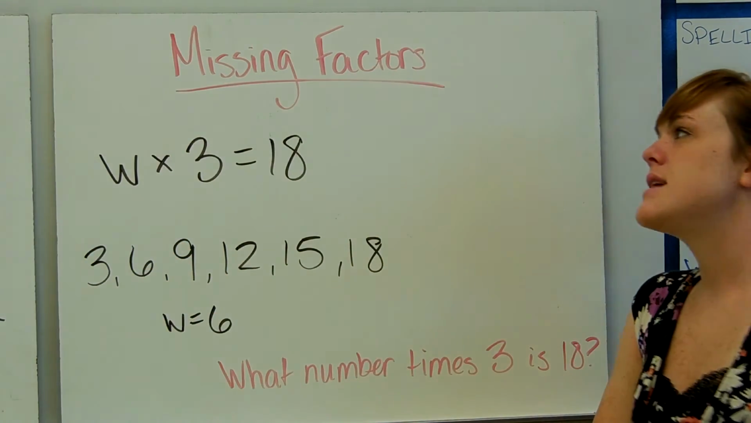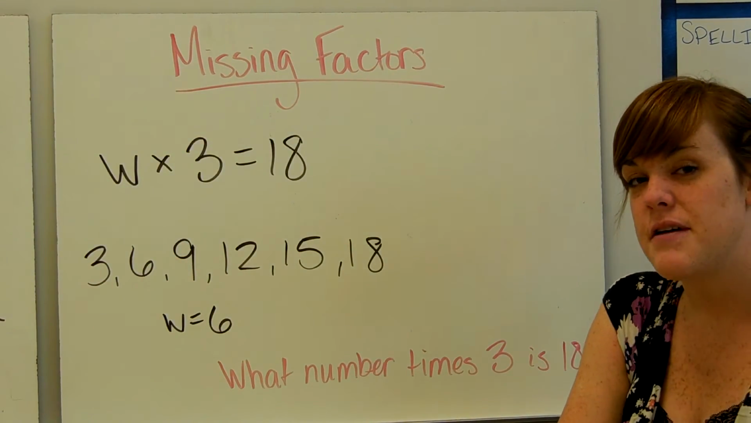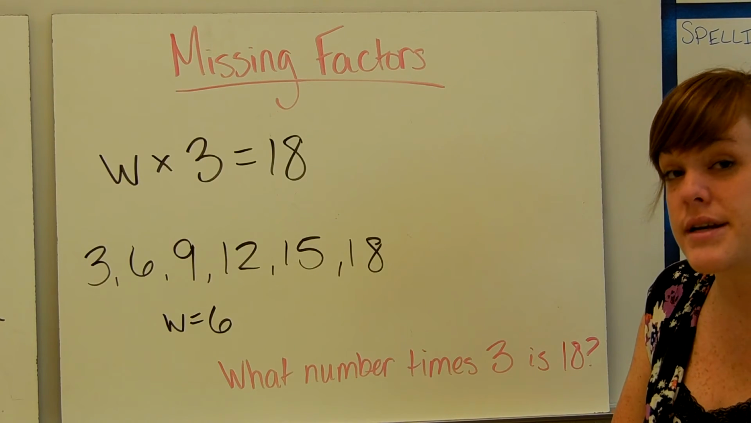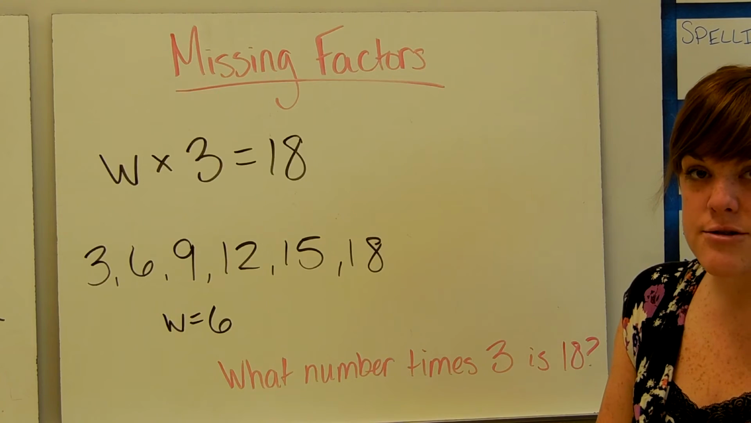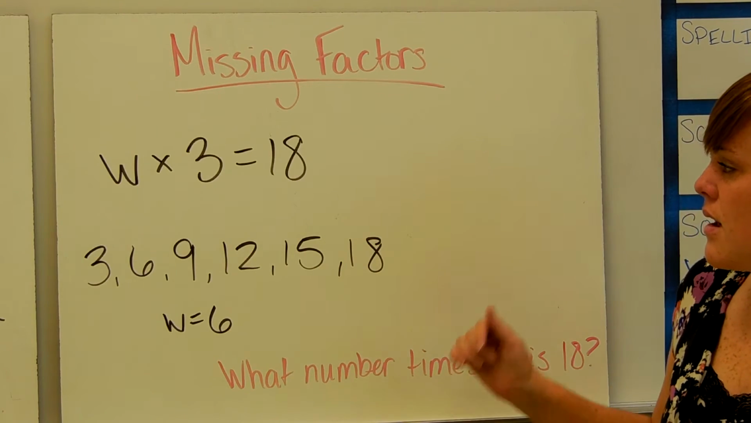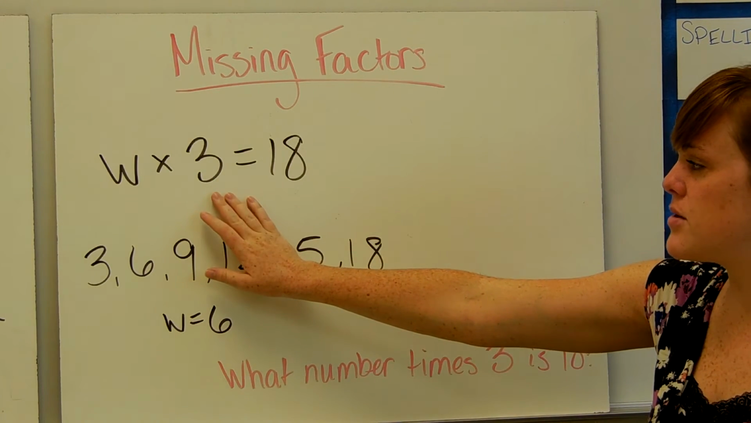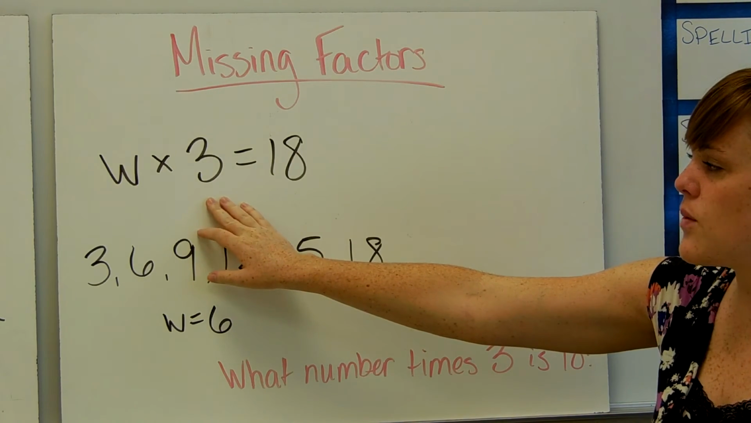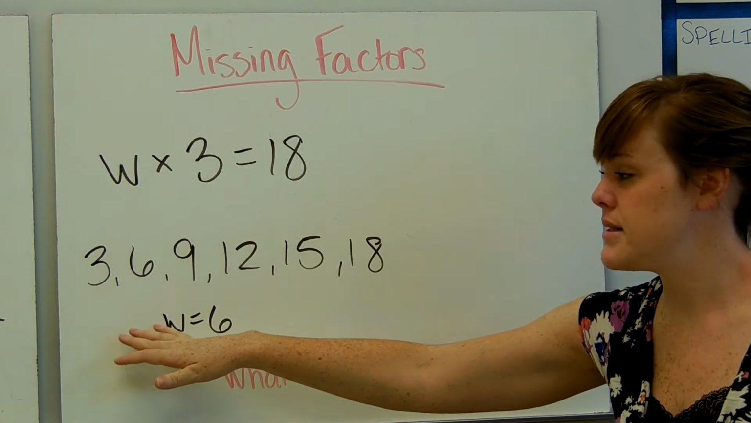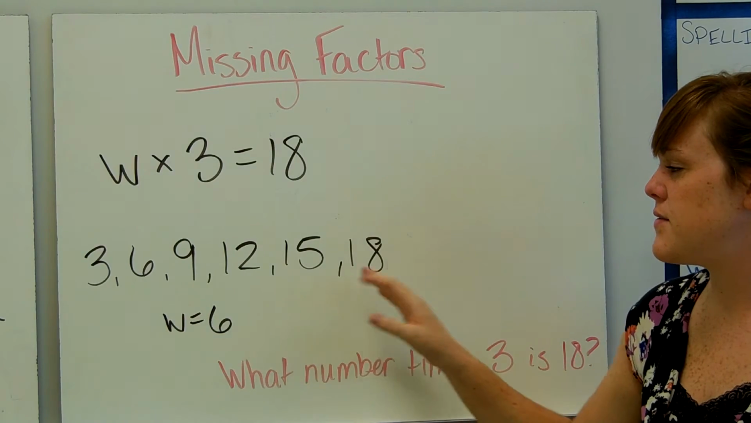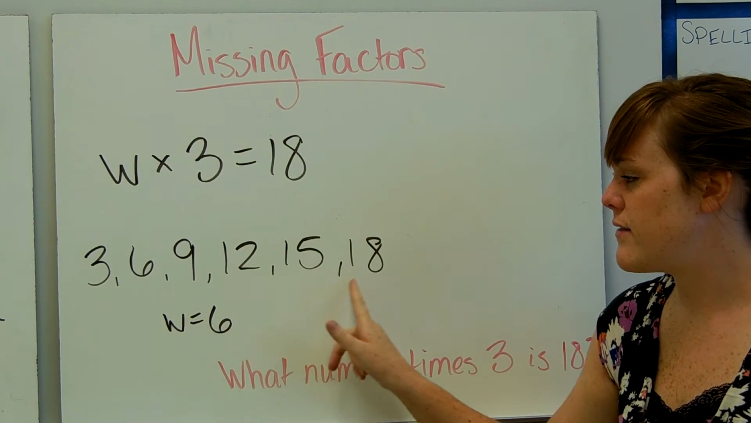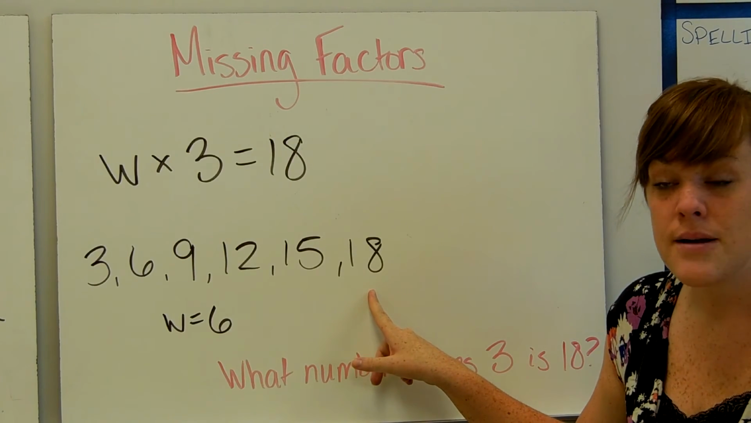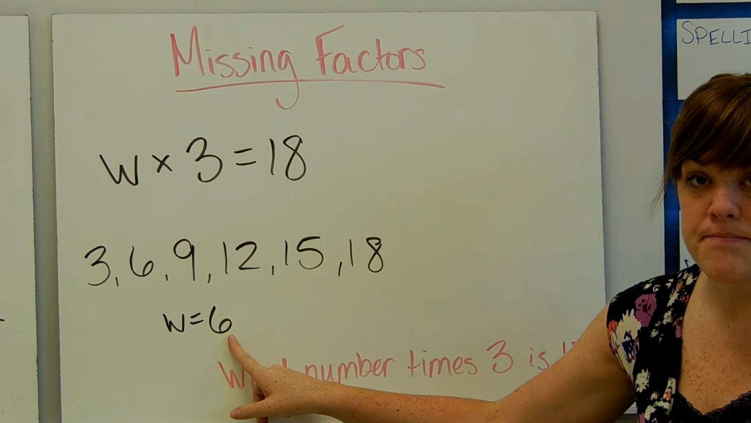Okay. The second part of our lesson is missing factors. We've done missing factors for addition, missing factors for subtraction, and now we are doing missing factors for multiplication. So we have W times 3 is 18. And there's a couple ways you can solve this. I could count by 3s and do 3, 6, 9, 12, 15, 18. See that that is 1, 2, 3, 4, 5, 6 3s. So W has to be 6.